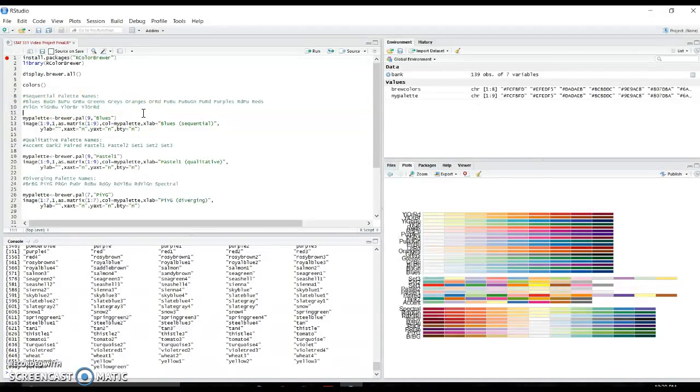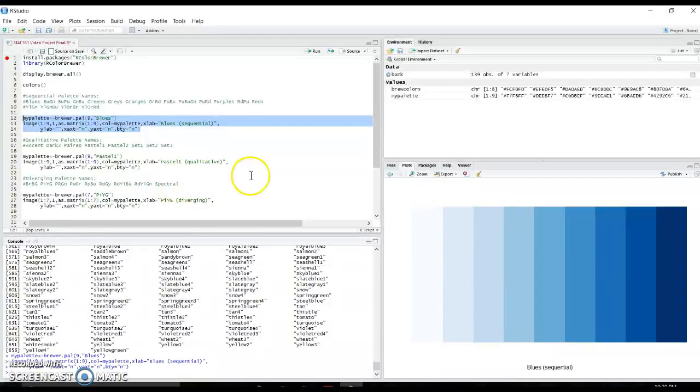Let's take a look at an example of the palette blues. As you can see, the blues palette contains a range of blue colors, starting with the lighter ones and ending with the darker ones. If you wanted to use this with your dataset, your data points would correspond to the following colors, and low data values would have a lighter blue color, while higher data values would have darker blues.